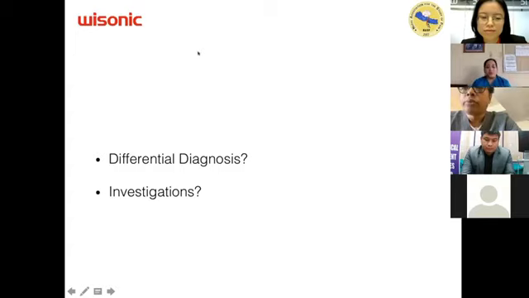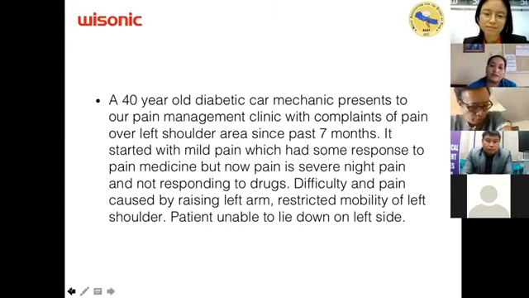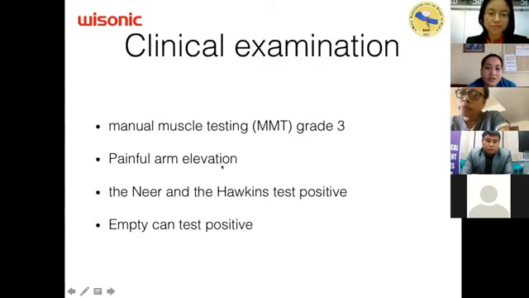If we are looking at the case scenario, we always have to consider differential diagnosis. We cannot just jump into one conclusion. So we have to rule out trauma, we have to rule out infections, and we have to ask a good clinical history related to this patient. This patient is a diabetic, and we have to do a good clinical examination as well. The painful arm elevation, and the Neer and the Hawkins test, empty can test being positive, is indicating that there is a problem with the rotator cuff muscles.